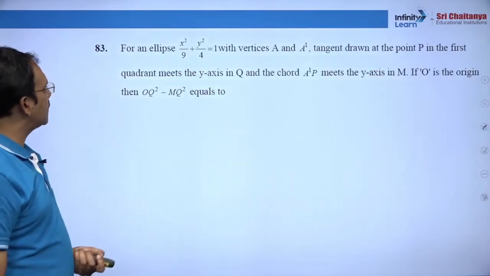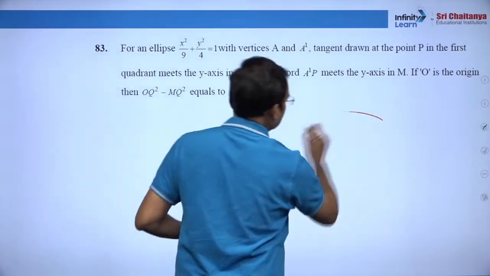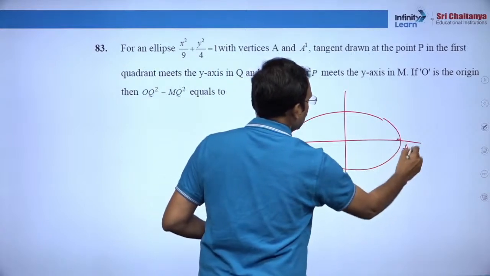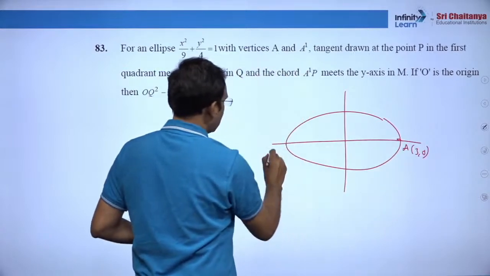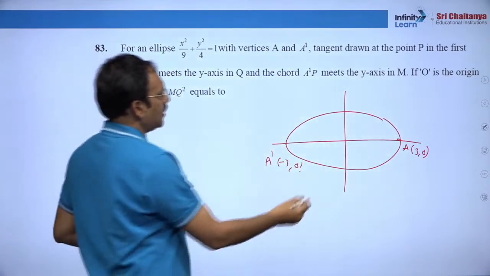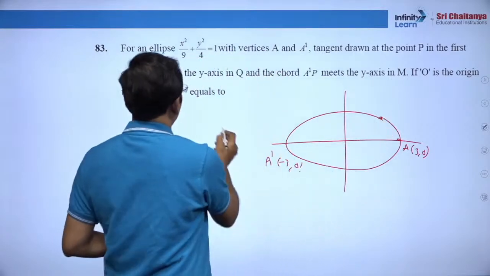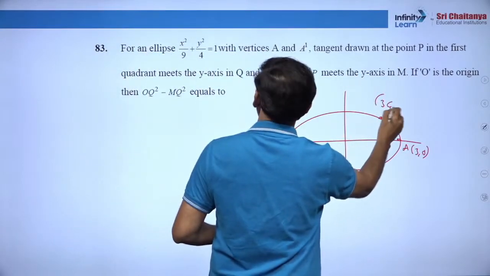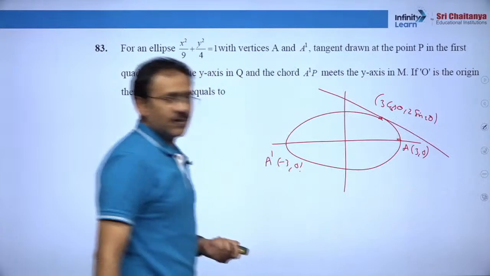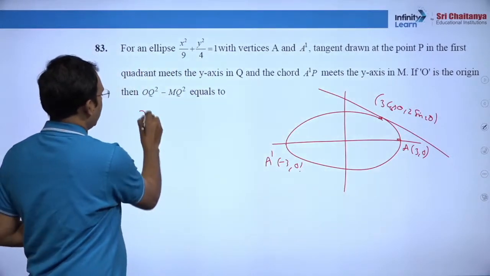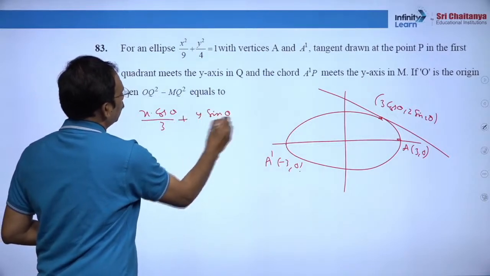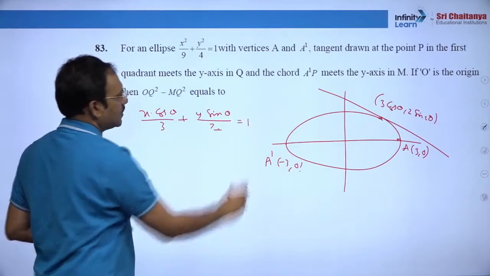Next, this is an ellipse with vertices A and A dash, this is very clear. The vertex is going to be 3 comma 0 and A dash is going to be minus 3 comma 0. Okay. Tangent drawn at some point P, means you can take A cos theta, means 3 cos theta, 2 sin theta. You can just find the tangent equation, S1 is equal to 0, that is xx1 by a square plus yy1 by b square, x cos theta by 3 plus y sin theta by 2 is equal to 1 is the tangent equation.